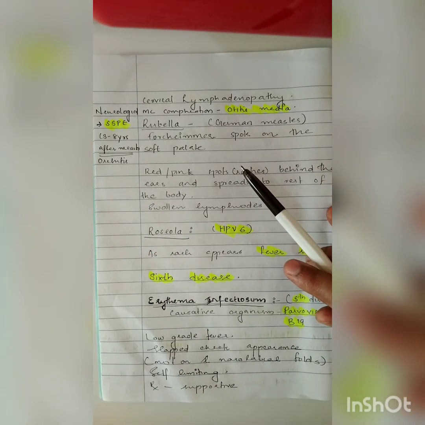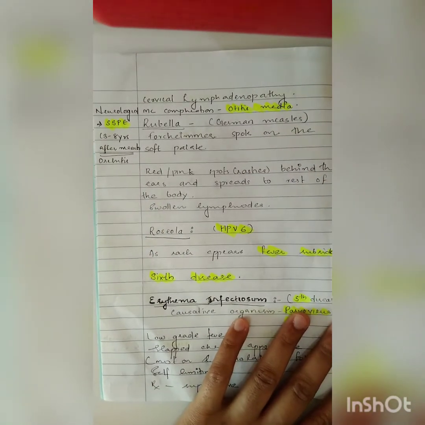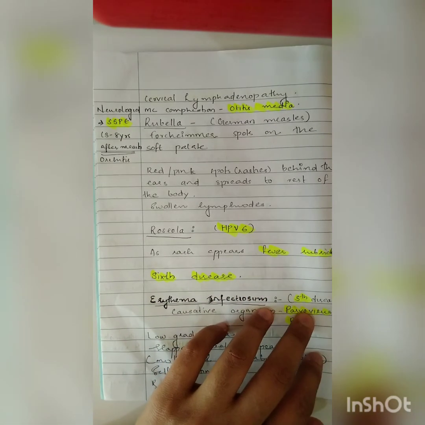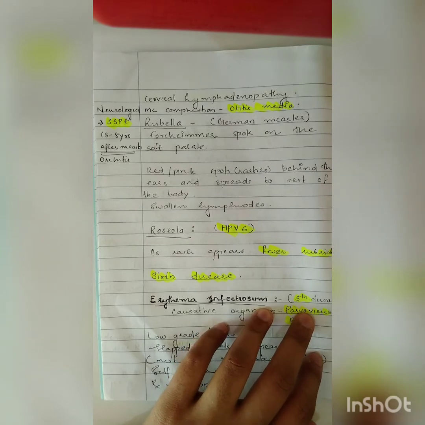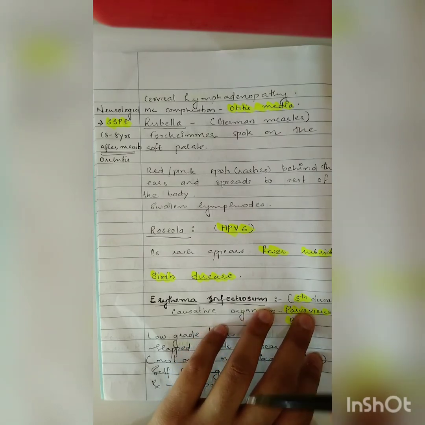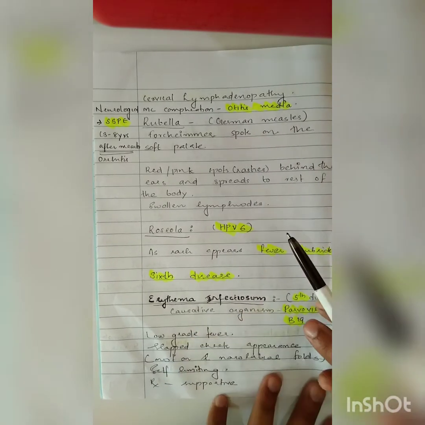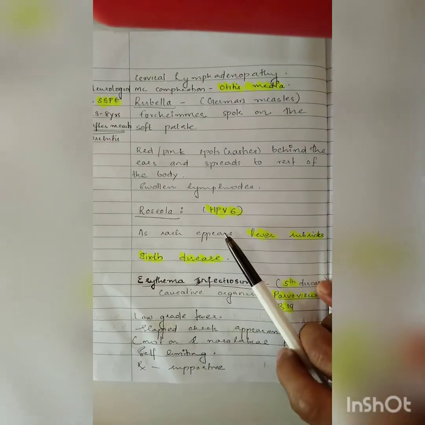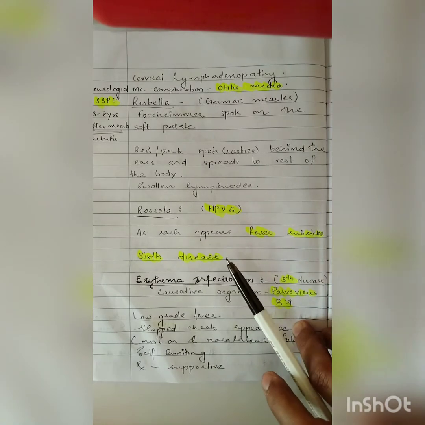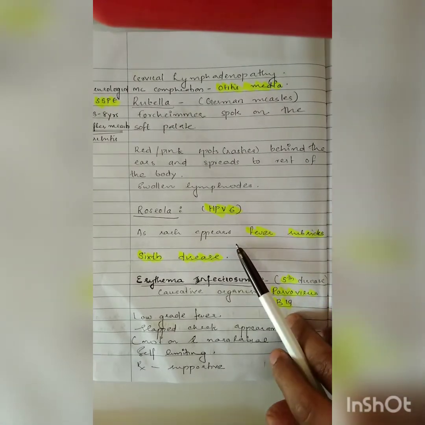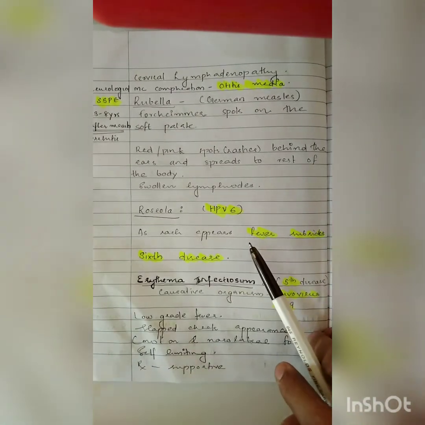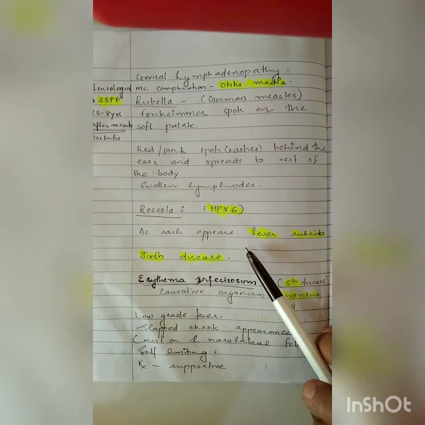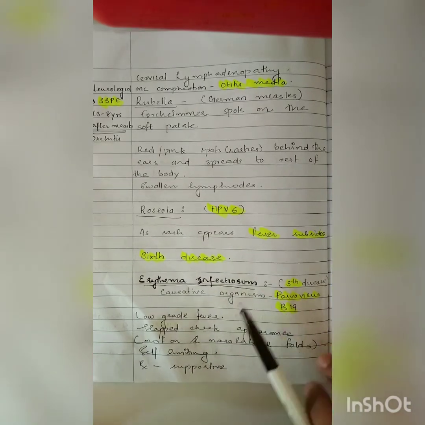Rubella is also known as German measles. Forchheimer spots can be seen on the soft palate. It starts as red or pink spots or rashes behind the ears and spreads to the rest of the body. Swollen lymph nodes can be seen. Now, roseola is caused by human herpesvirus 6. It is known as sixth disease. In roseola, as the rash appears, fever subsides. In measles, we said as the rash appears on the 4th day, the fever shoots up. But in roseola, as the rash appears, fever subsides.